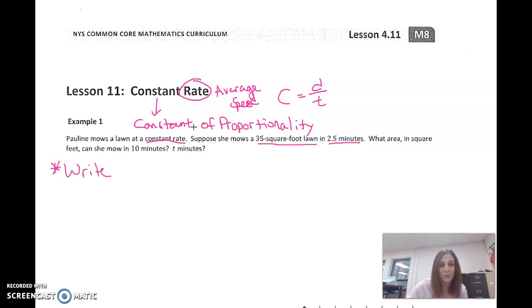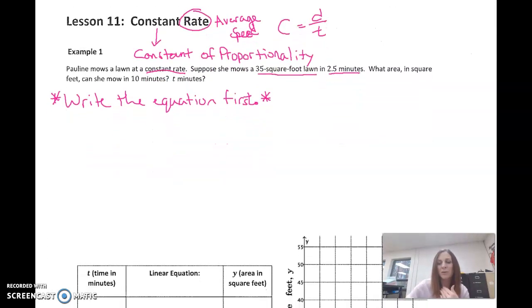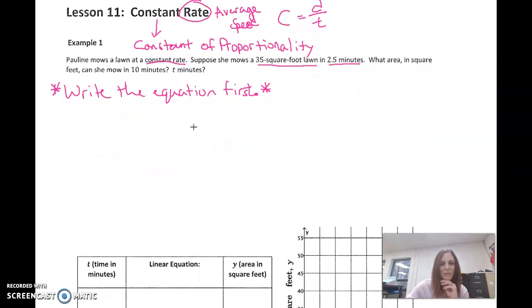Write the equation first. Because we want to know how much she can mow in 10 minutes, how much she can mow in t minutes. If we have the equation, then we can figure out how much lawn she can mow in a given amount of time. So remember, we have our 7th grade way and our 8th grade way of doing it. I'm going to start just referring to our 8th grade way, but for now, I'll remind you.